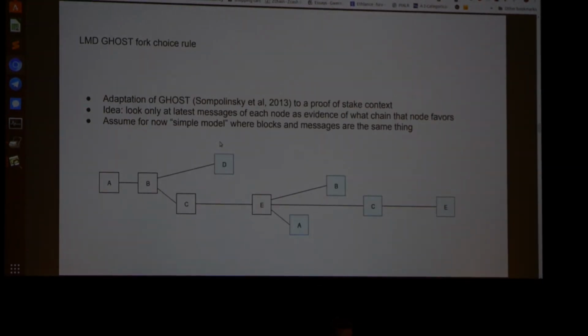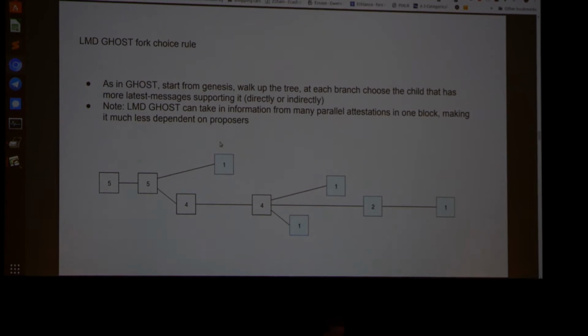So this is one vote. Now, LMD Ghost basically says, instead of looking at every message, we look at the latest message that a given client has seen from every validator. Now, this is the fork choice.